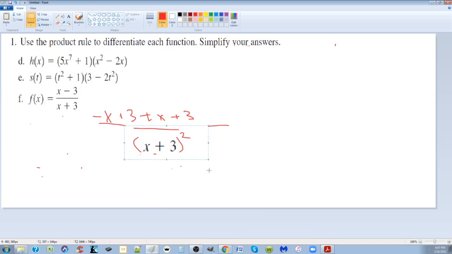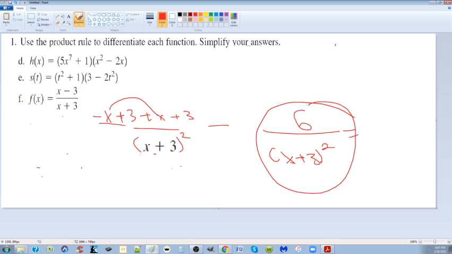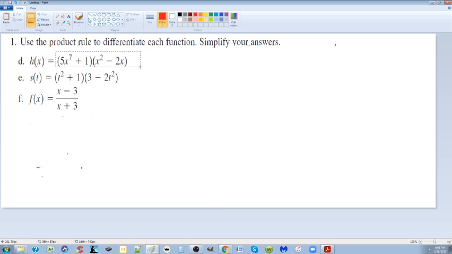Boom, like that. So what's minus x plus 3? And it's 0, so I get 6 over x plus 3 squared. This is the simplified formula of the derivative. Notice how many mistakes I made. Okay. There's no trick to this one.